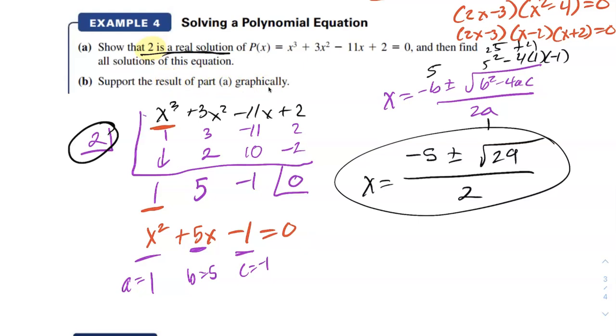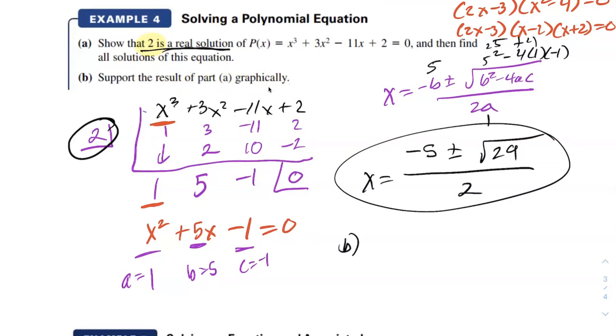So they want me to graph this. I guess you can use your calculator if you want to here. If you want to do it by hand, you're going to have to estimate what this guy is. So it's negative 5, let's look at it this way. Negative 5 plus rad 29 over 2, and then negative 5 minus rad 29 over 2.